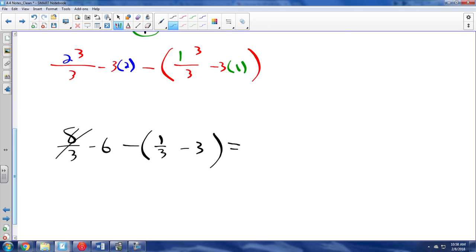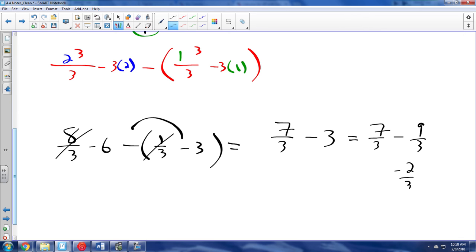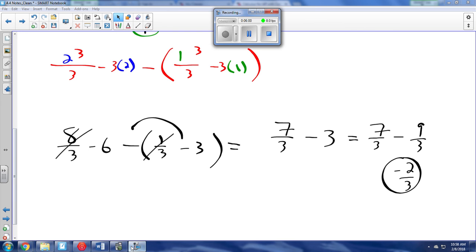I'm going to do 8 over 3 minus the 1 over 3, so I have 7 over 3. I'm distributing that negative. And then I'm actually going to have a plus 3 here, so negative 6 plus 3 is negative 3. I guess that's 7 over 3 minus 9 over 3, so negative 2 over 3. So the calculator should get you that same answer. That's what we're trying to get to.